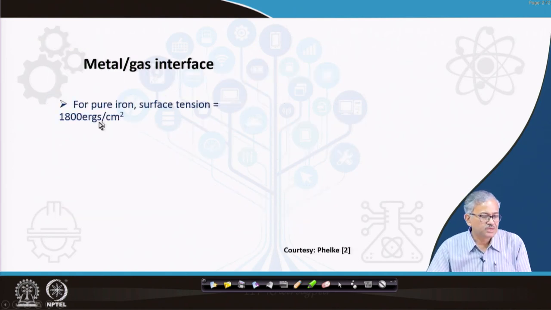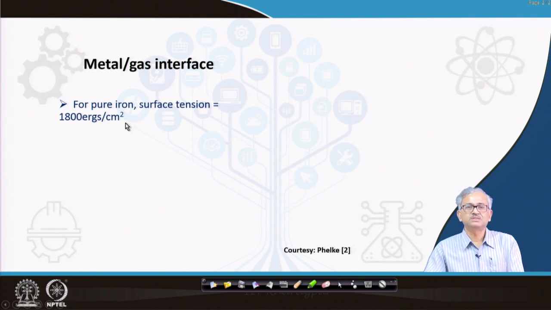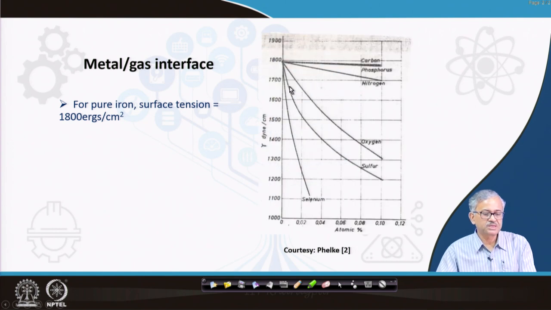Another is the metal gas interface. This is also an important interface. For pure iron, surface tension is 1800 ergs per centimeter square. That is the metal gas interface. And the metal gas interface surface tension also can be reduced by using surface active elements. So if you have surface active elements, you can find that in presence of oxygen and sulfur, the surface tension decreases from 1800 to about 1200.